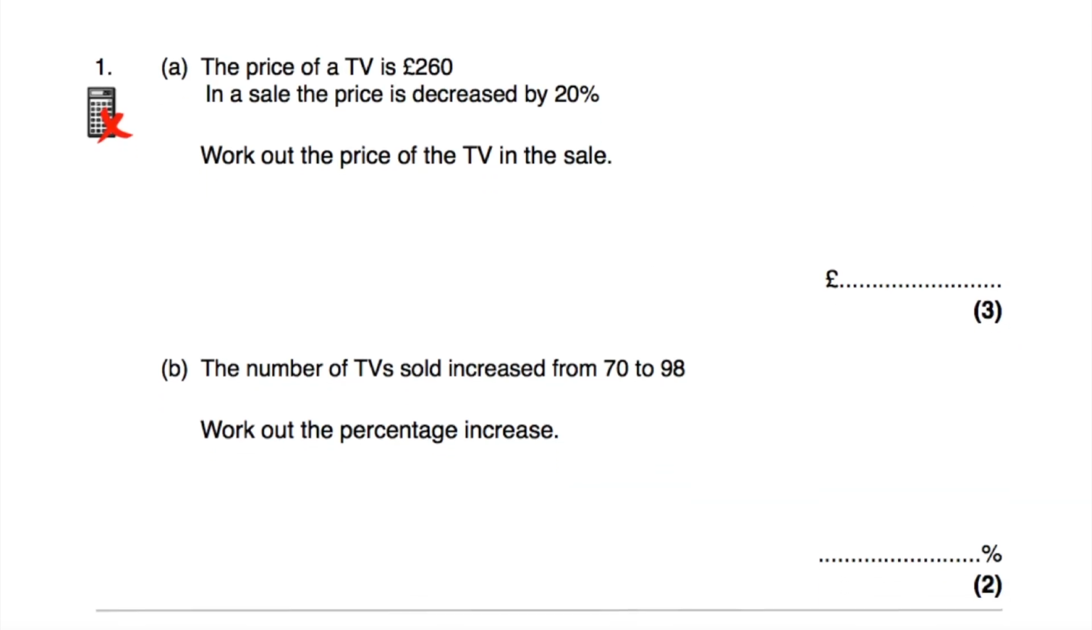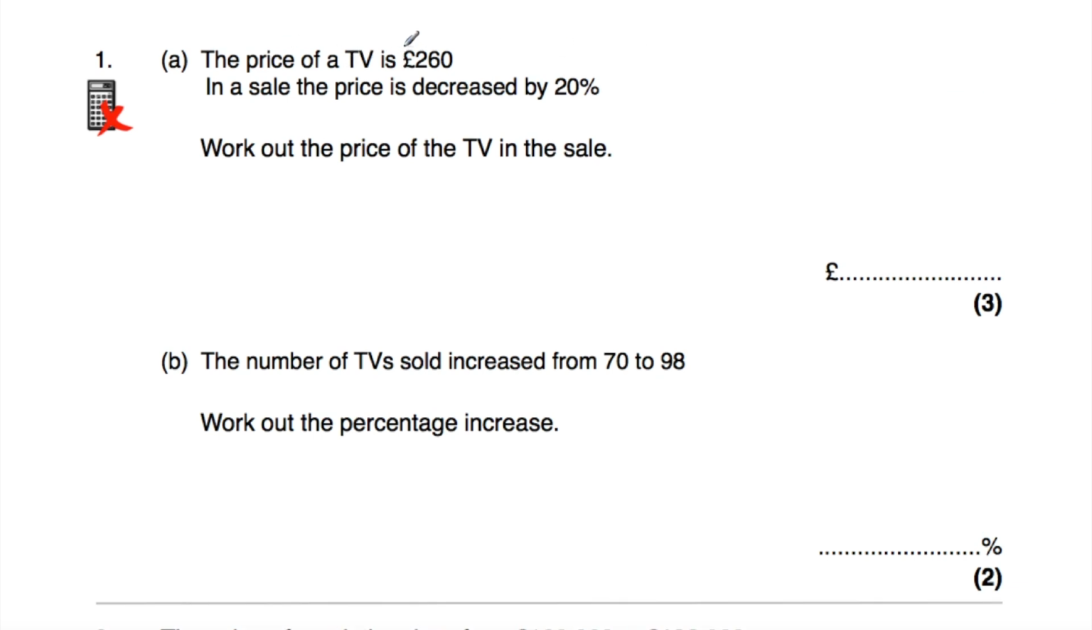Okay, so question number one. It says the price of a TV is £260 and in a sale the price is decreased by 20%, and we've been asked to work out the price of the TV in the sale. This is a non-calculator question and we need to decrease the price of the TV by 20%. So we just need to take how much the TV costs, £260, and decrease it by 20%. Let's find 10% to begin with.